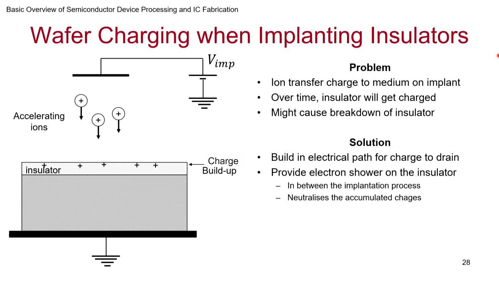We saw that it is spinning on a disk, right? At the time when it is getting implanted, of course it's getting implanted, but as soon as it moves away, the electron shower can come in there, and it will neutralize the charge that is built up in the oxide. That way it compensates for the positive charge that is coming in the insulator. This is one of the tricks that you can use.